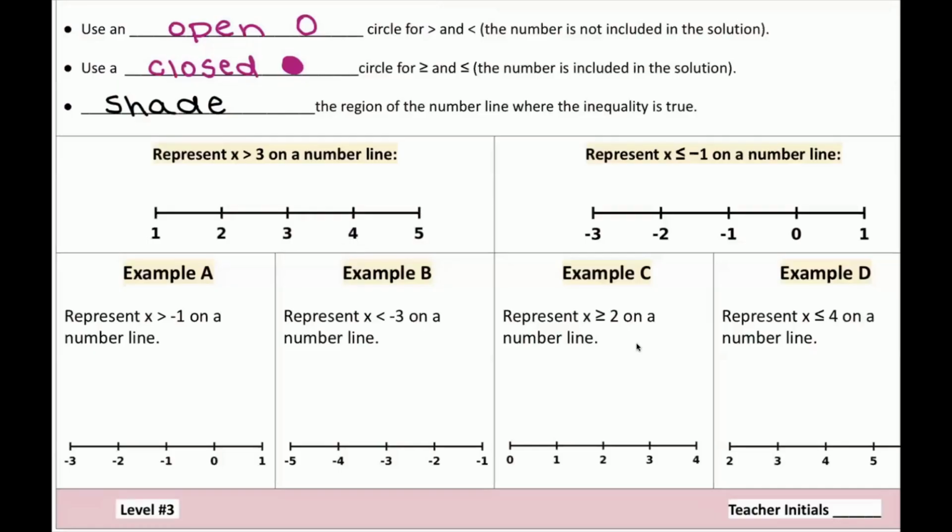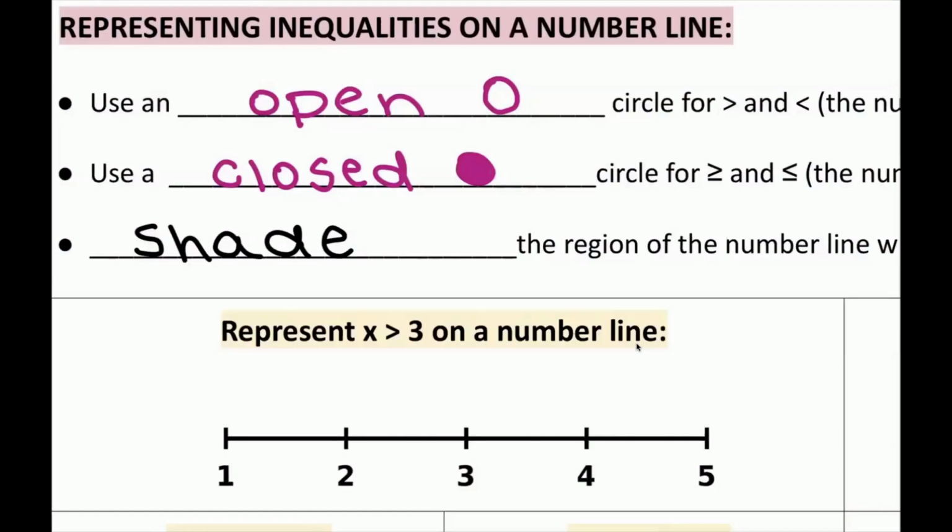I'm going to zoom in on where it says represent x is greater than 3. When we put our circle on the number line, we're going to put it right on the line, not above the line, not on the number, right on the line. So if x is greater than 3, we're going to use an open circle. And then we're going to shade in the direction towards all of the numbers that are greater than 3.